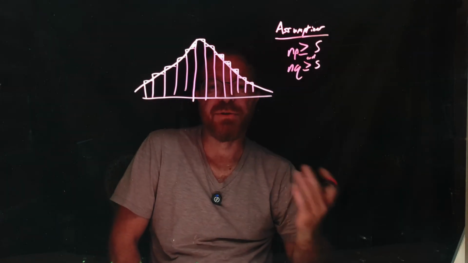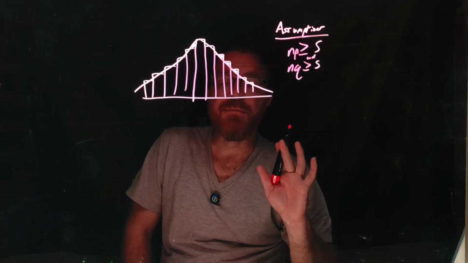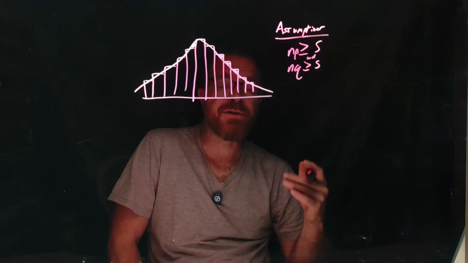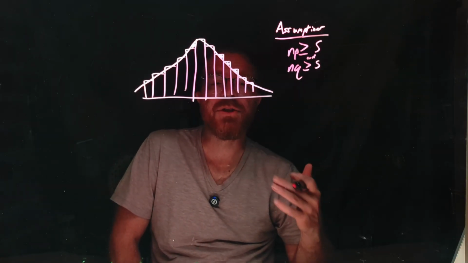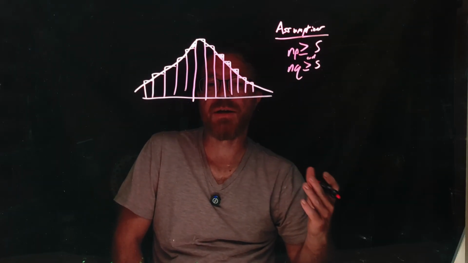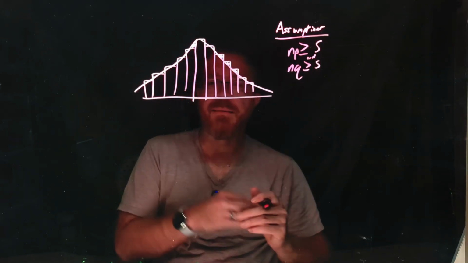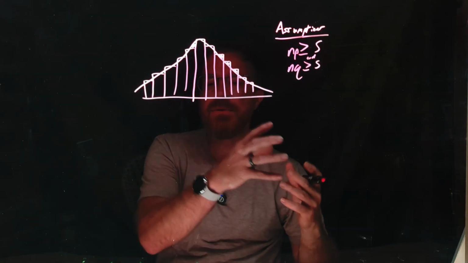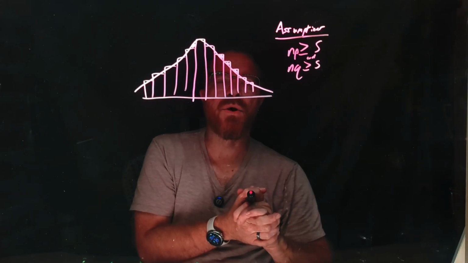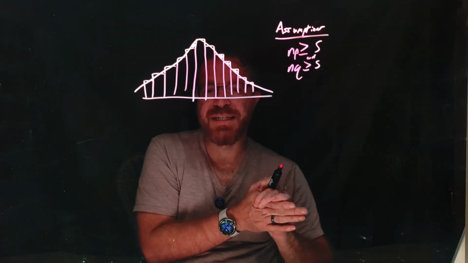If both of them fail, you definitely don't have a large enough sample. But if both of them are true, that np is greater than or equal to 5 and nq is greater than or equal to 5, you have enough data to be able to use the normal approximation. Now, I want to point out, this is sort of a rule of thumb. You may see in some other texts or books that they use np greater than or equal to 10 and nq greater than or equal to 10.